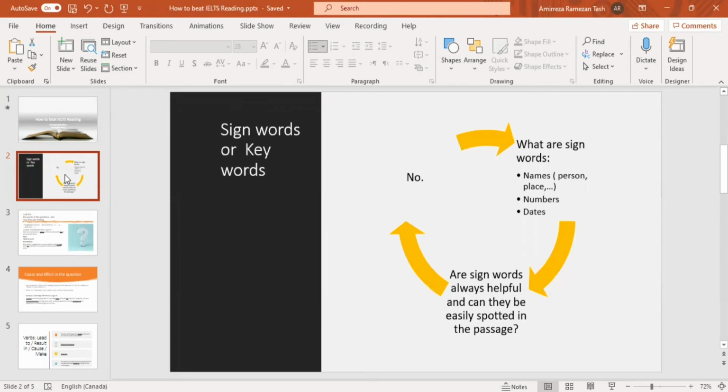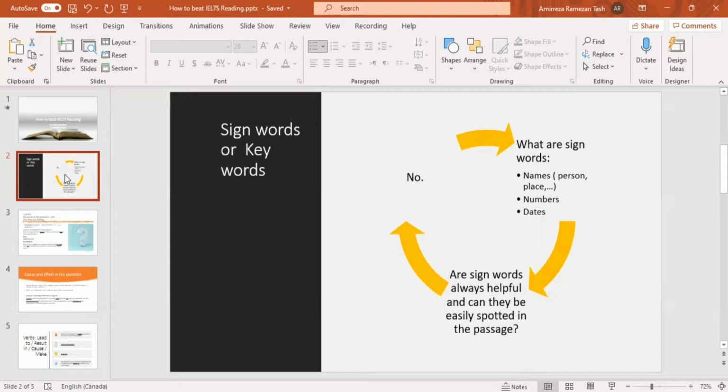But first, what are sign words, which are easily spotted in a text when you are reading? We can say names, such as people's names, places' names, that you can easily find in the text. And after that, you are going to read that part in order to answer the question. Or some numbers or dates.